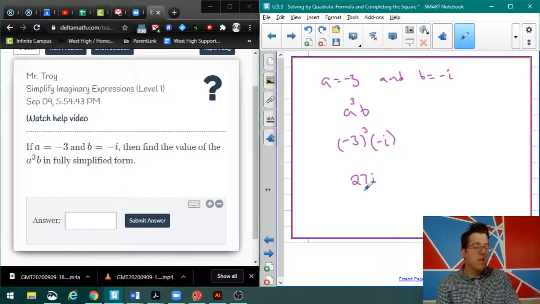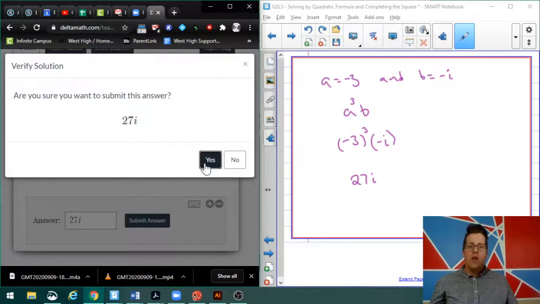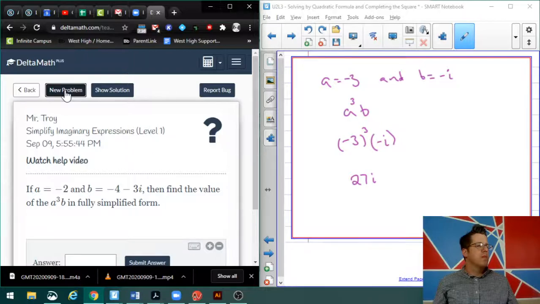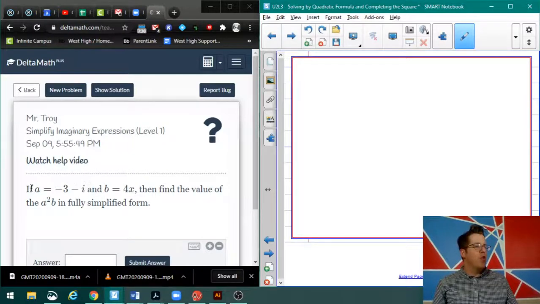Alright, now I've never tried submitting an imaginary number with this, so let's see if all I do is type in 27i. It always scares me. All right, not a bad first problem. Let's try another one. Cool. All right, I just wanted to do one that had a binomial here.